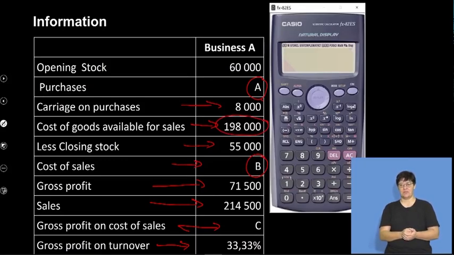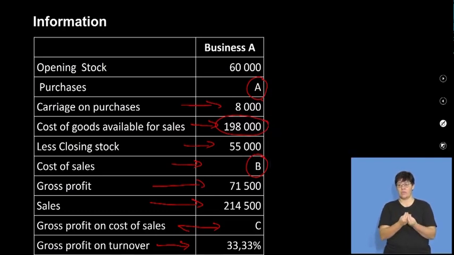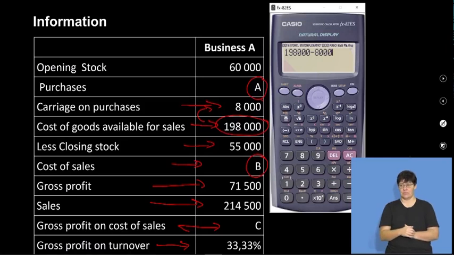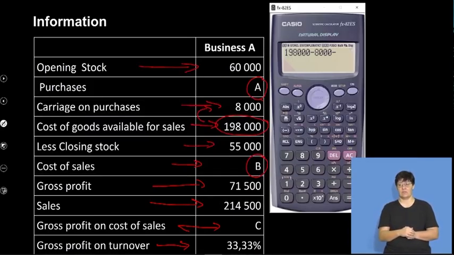So, we take the 198,000 minus the carriage on purchases of 8,000, right? As you can see, I'm working here with the carriage on purchases as the first calculation. So I'm working with a reverse operation. I'm taking my 198,000 minus the 8,000, right? And then I say minus the opening stock of 60,000. So there I'm bringing in my opening stock figure, which is the 60,000, right?